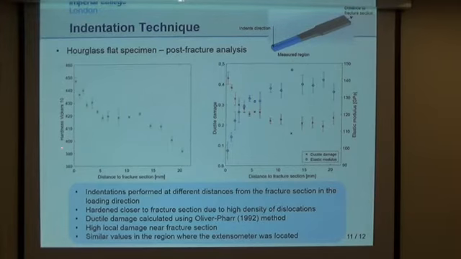In this plot, what we have is the distance to the fracture section on the x-axis, starting from fracture here. Here we can observe that the hardness is much higher in the fracture section, and then hardness decreases. This is due to the high density of dislocations in the fracture region, caused by the high level of plastic strain there in the necking region. And then I have used the Oliver-Pharr method to transform the indentation results into elastic modulus and damage.